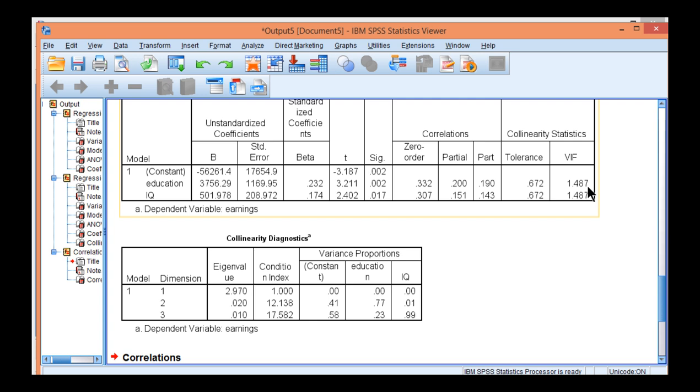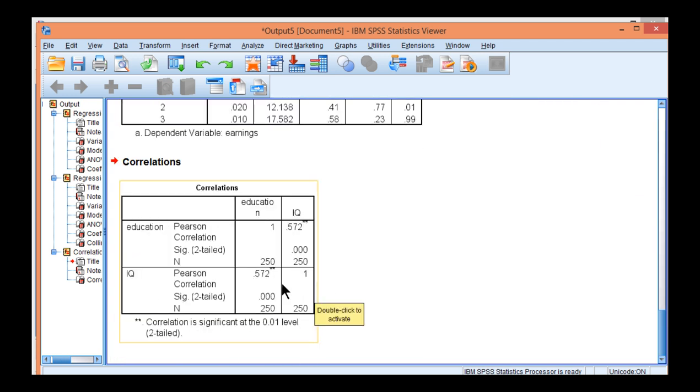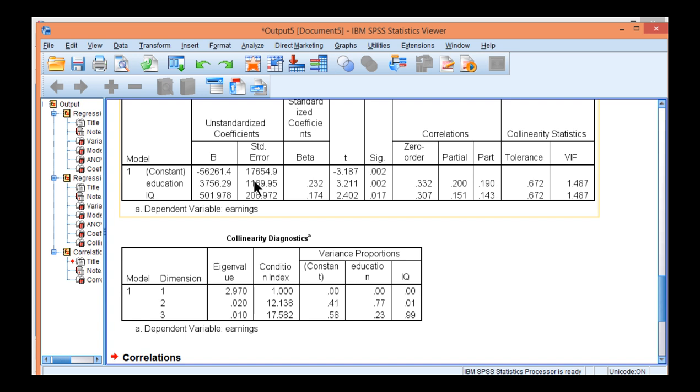Now, the variance inflation factor implies that the standard errors associated with the unstandardized beta weights are 1.487 times larger than they would otherwise be if there was no correlation between the variables at all. So if the correlation was zero, these standard errors would be 1.49 times smaller. Of course, this isn't a problem.